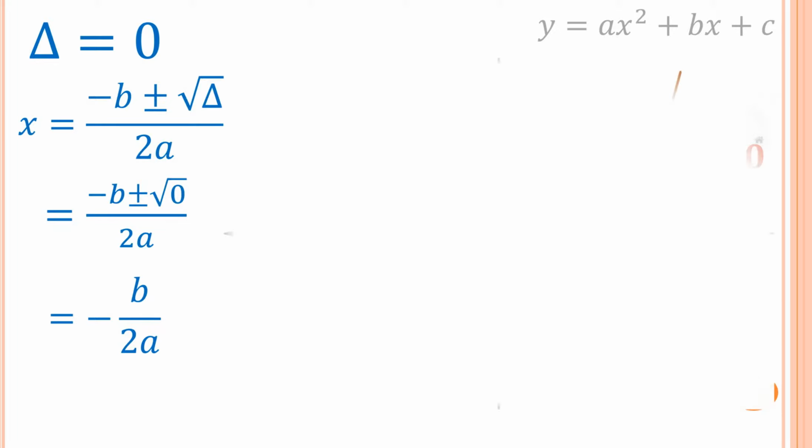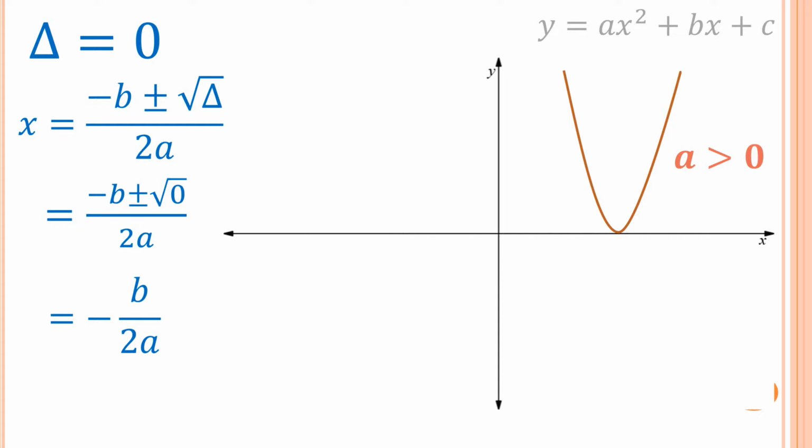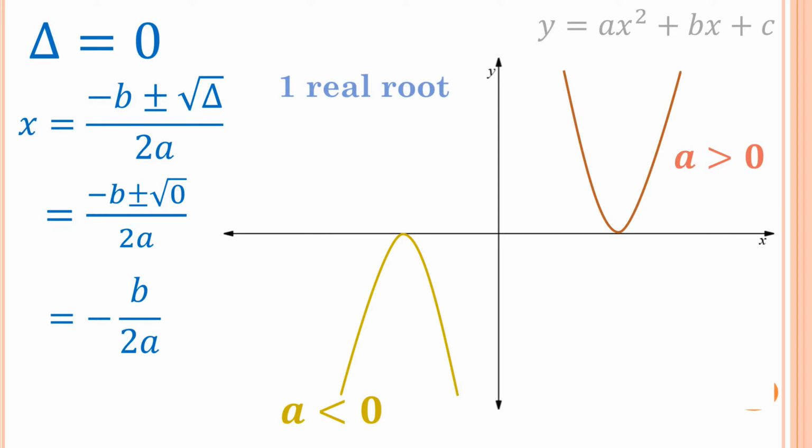This means that the graph will look like this, because you have only one solution. So it only touches the x-axis once. When a is positive, the graph looks like this. When a is negative, the graph looks like this. Again, it cuts the axis once, so we can call it one real root, or two equal roots. When the discriminant equals 0, you will have one real root or two equal roots.